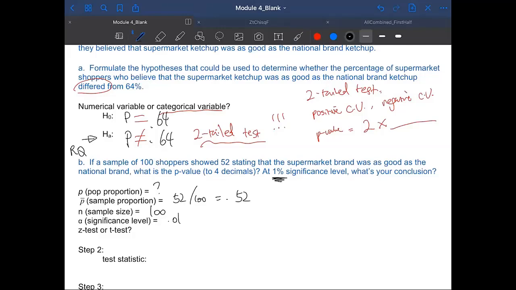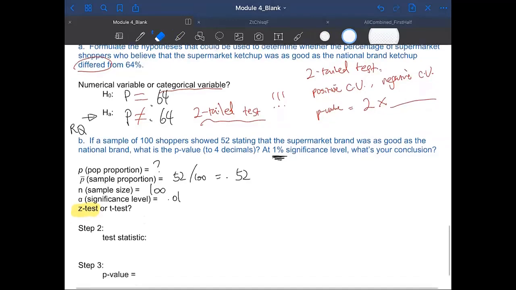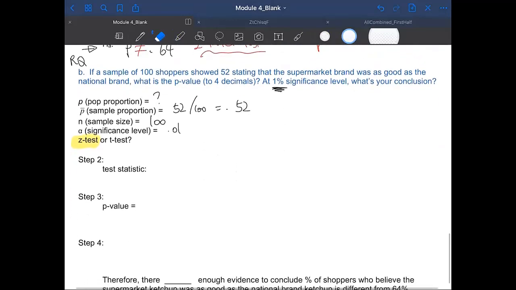Is it a z-test or t-test? Hopefully you all agree with me, that's going to be a z-test. The reason is because this is categorical data, so you can only have a z-test. And the test statistic, all you need to do is plug them into the formula you have. So this is a z-score, that's going to be p bar minus p0.